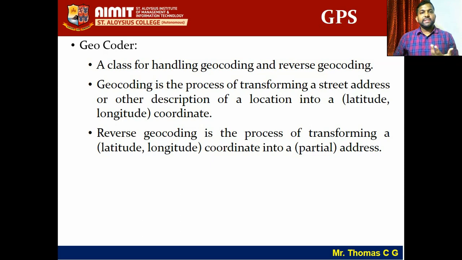For example, if I search for AIMIT St. Aloysius College, Beeri, I get a pinpointed location to a particular place. That is, I searched with the street address and got a latitude and longitude of that place. The reverse would be giving a latitude and longitude and finding out which place it is. That is reverse geocoding. It's the process of transforming a latitude longitude coordinate into a somewhat partial address.